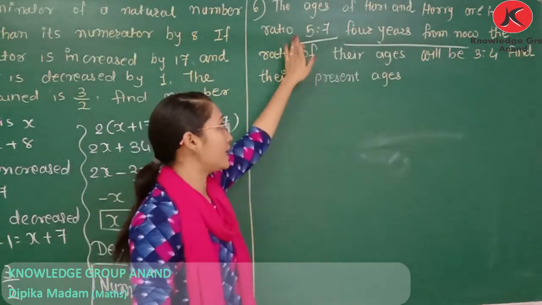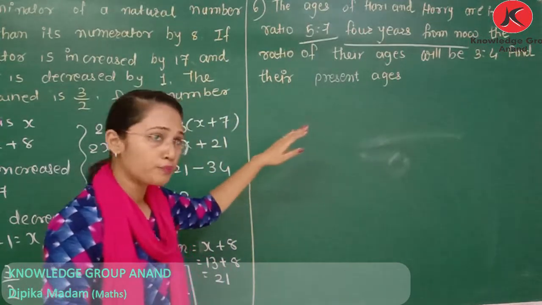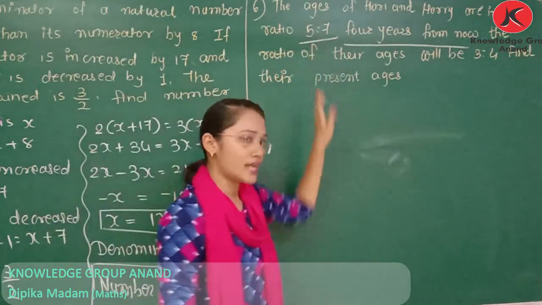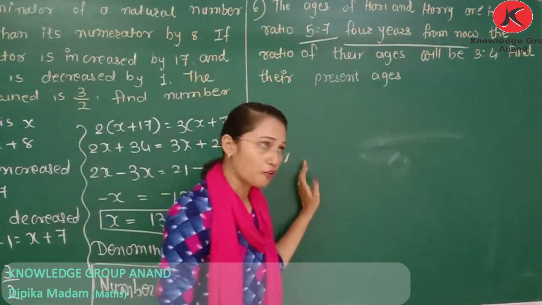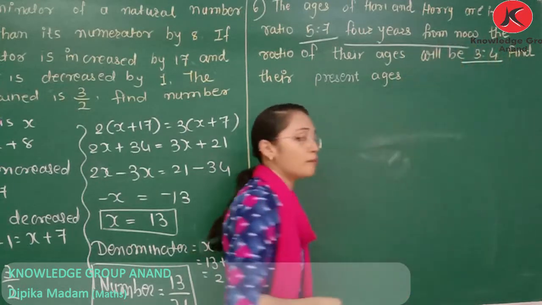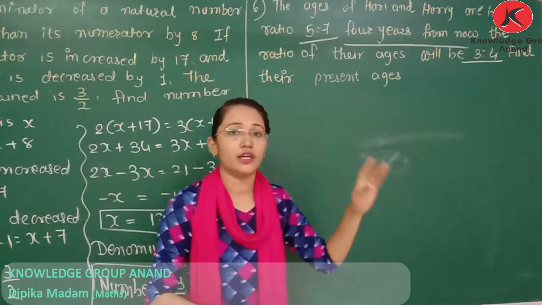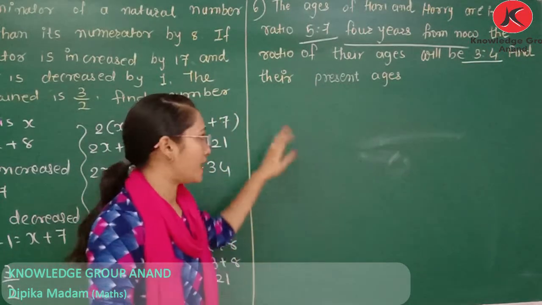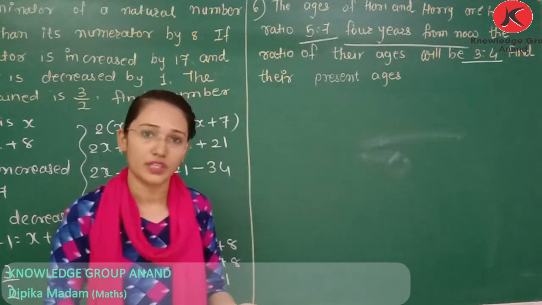So, if Hari's age is 5x, then after 4 years it is 5x plus 4. And if Harry's age is 7x, then after 4 years his age will be 7x plus 4. The ratio of their ages will be 3:4. If you take the age after 4 years, the ratio will be 3/4. Find the present ages. We already saw this kind of example yesterday.